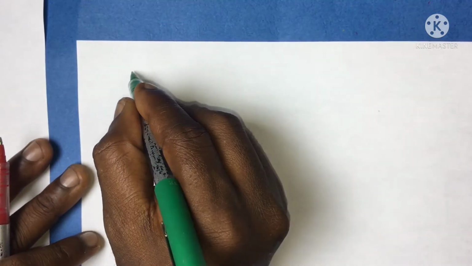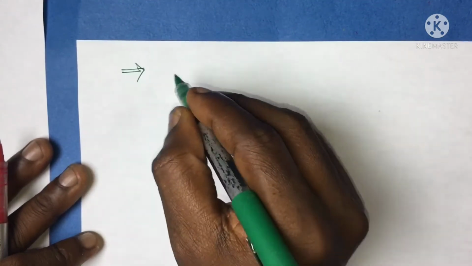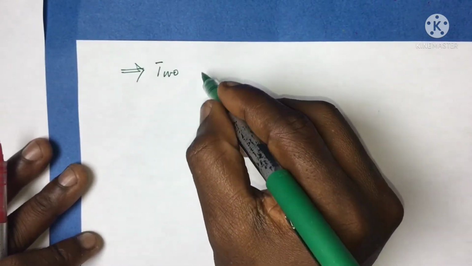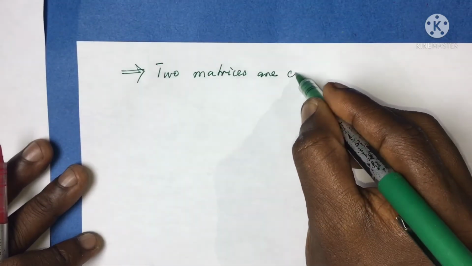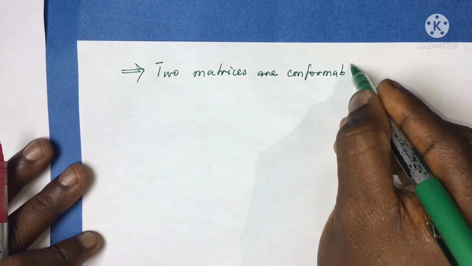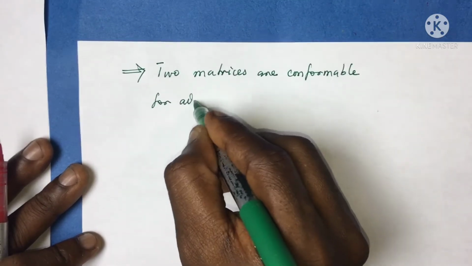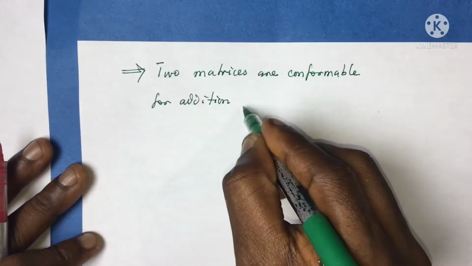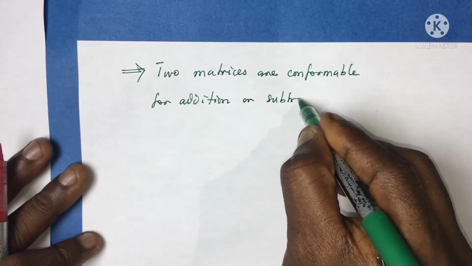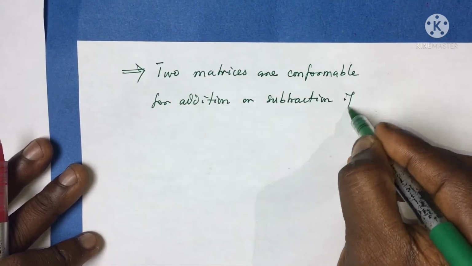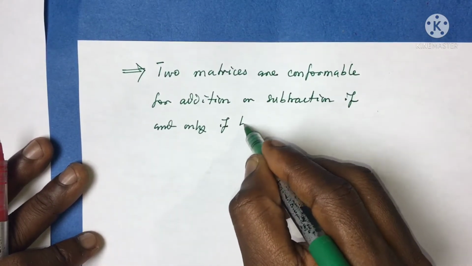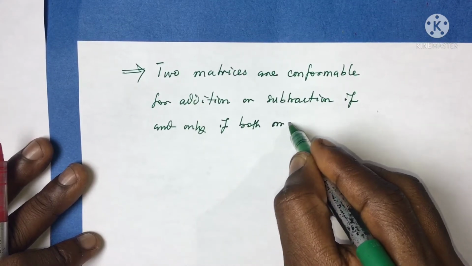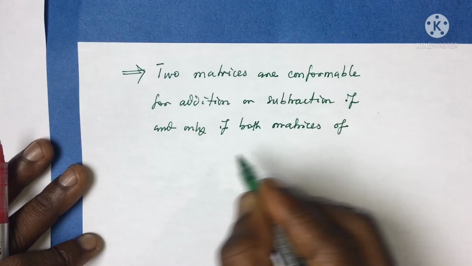So I'm going to start with giving a simple condition. Let's start with a simple description. Two matrices are conformable for addition or subtraction if and only if both matrices are of the same order.